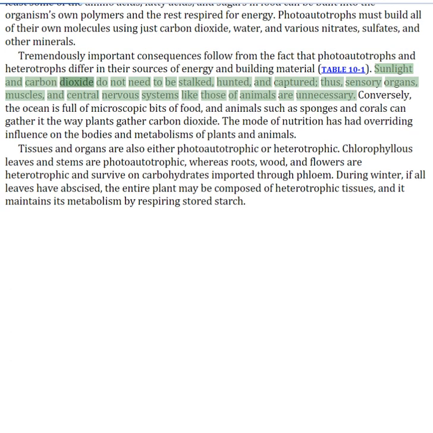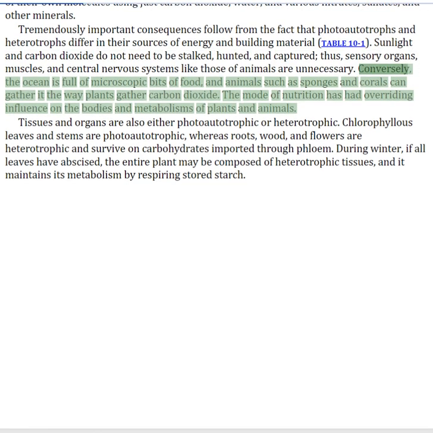Sunlight and carbon dioxide do not need to be stalked, hunted, and captured; thus, sensory organs, muscles, and central nervous systems like those of animals are unnecessary. Conversely, the ocean is full of microscopic bits of food, and animals such as sponges and corals can gather it the way plants gather carbon dioxide. The mode of nutrition has had overriding influence on the bodies and metabolisms of plants and animals.